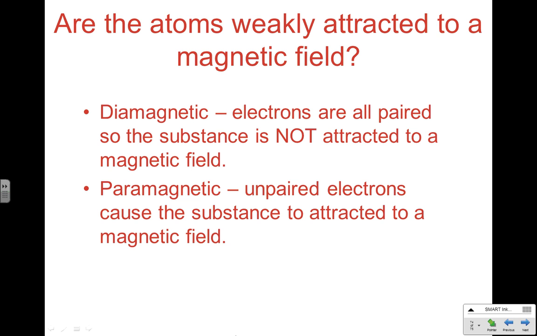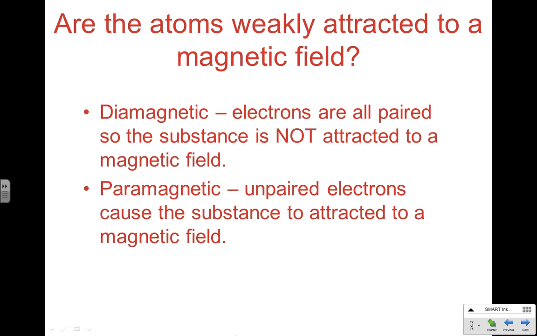Last idea before we finish up chapter 6 is the concept of diamagnetic and paramagnetic. Now your book talks about this in a different place, and now it's kind of the easy time to understand these two principles, so we're going to introduce the vocabulary here. Diamagnetic: electrons are all paired, so the substance is not attracted to a magnetic field. So basically, when you're diamagnetic, you as an atom are not attracted to a magnetic field.